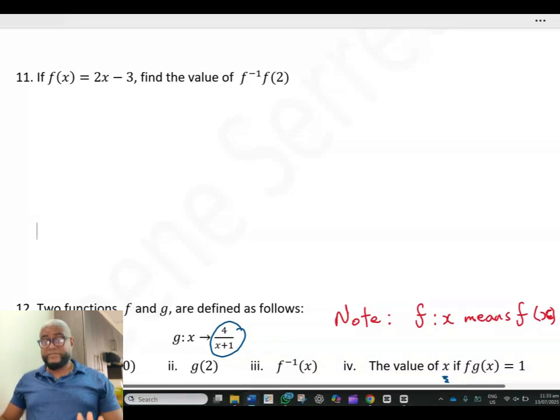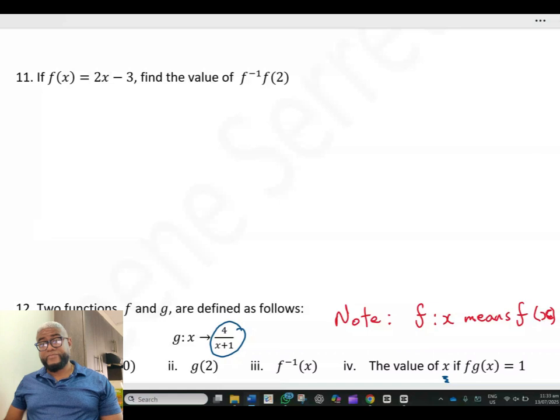Okay? Look at the question. They give you f of x. f of x is equal to what? Plus 3. No, minus 3, right? Then they wanted to find this madness. And this is our CSEC question, eh?